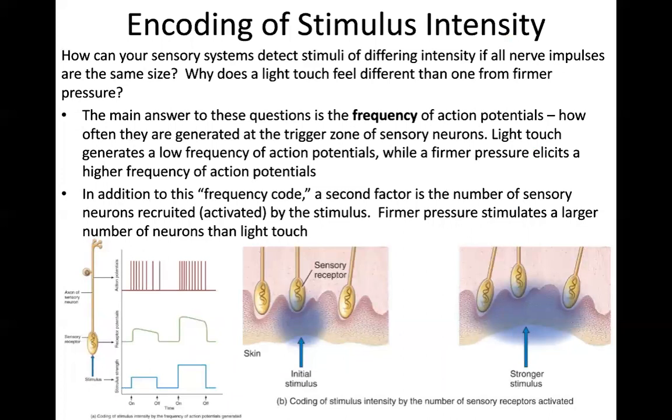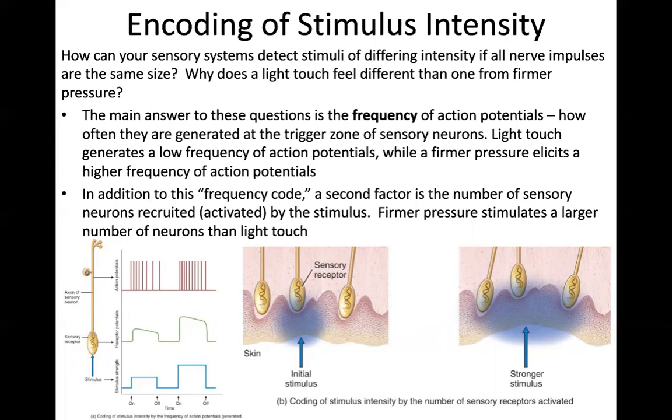All right, let's talk about stimulus intensity and encoding it. Question for you: how can your sensory system detect stimuli at differing intensity if all nerve impulses are the same size? Meaning that if it's a really soft touch versus a much more firm touch, the action potentials that are going to be sent into our central nervous system are the same size. Remember, positive 30, 35 is where an action potential tops off, right? Doesn't matter if it's a really strong stimulus or a right at threshold stimulus.